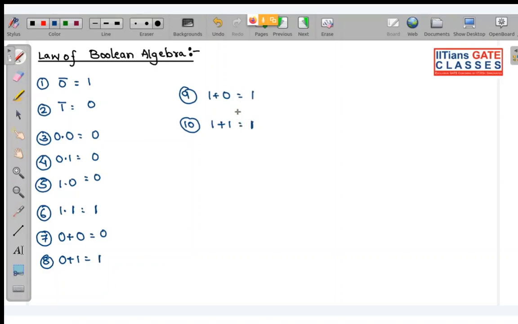So these are all the basic laws of Boolean algebra. We should know that if we OR two inputs, and one of the inputs is high, the output will always be high. For making the output low, all the inputs should be low. So these are the basic simple laws of Boolean algebra that I have written.